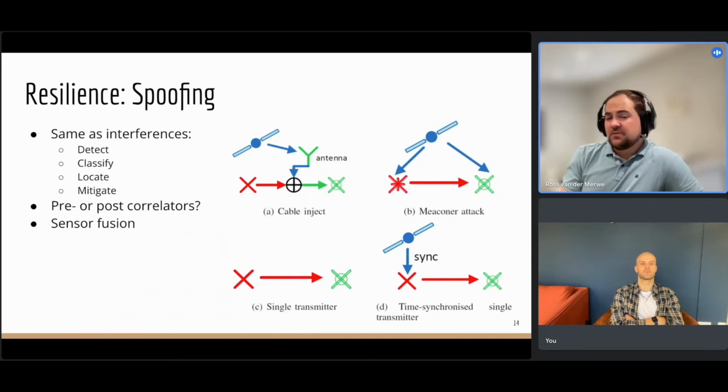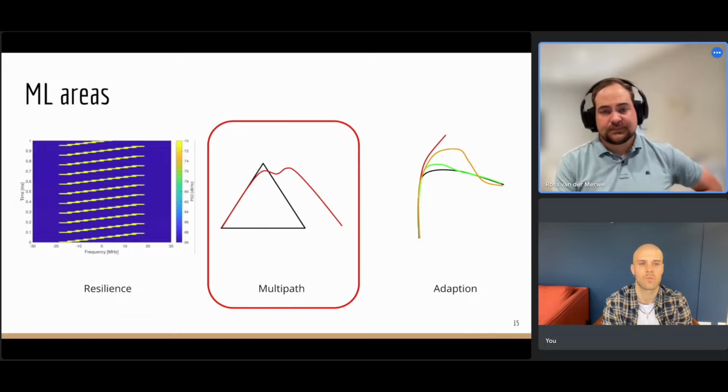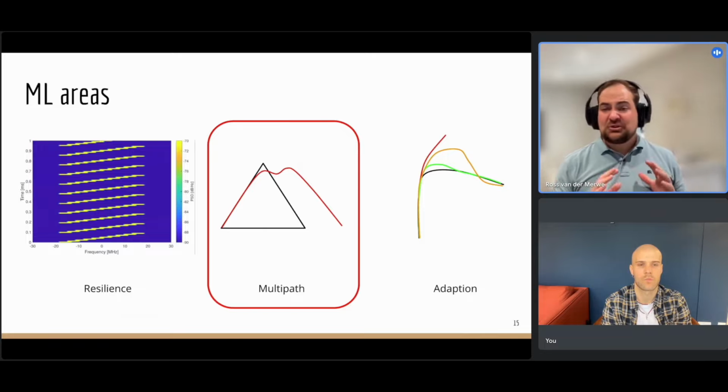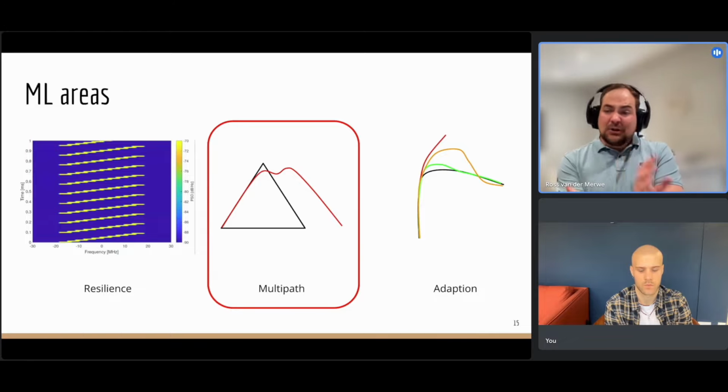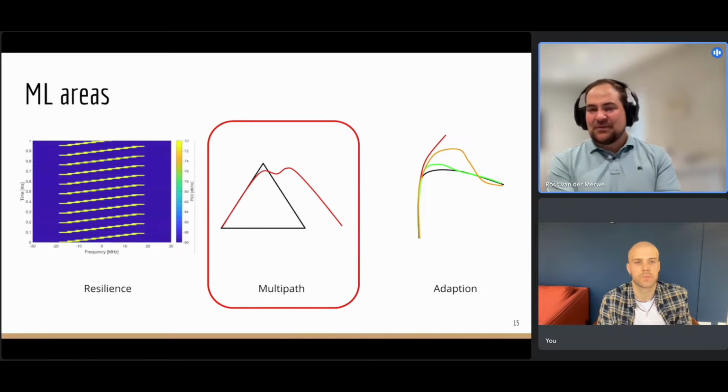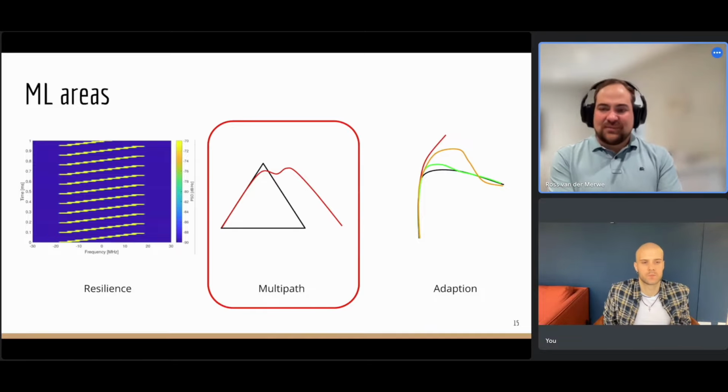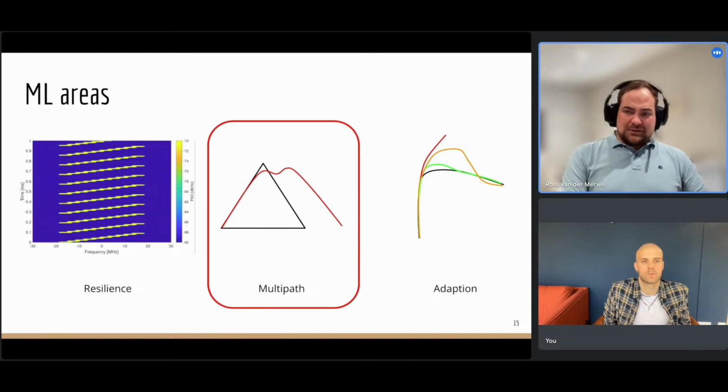So the next topic is multipath. With resilience, these are, I would say, anomalies. Usually you do not have this problem unless you live in an unfortunate area where you have a lot of spoofing and jamming and interference. But multipath, every GNSS receiver is affected by this to some degree in every application. And this is a much more common problem. It's not as severe, but it adds up.